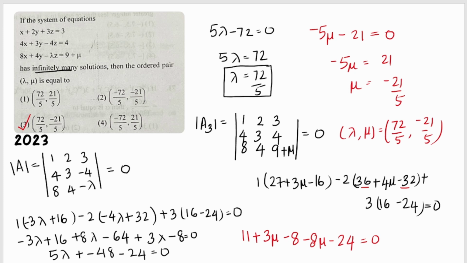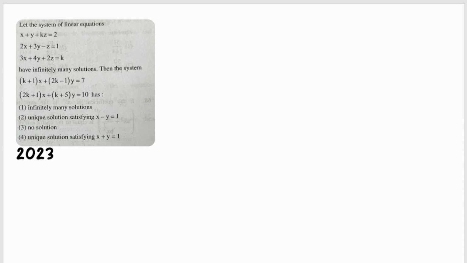Moving on to the next question. They have given a system of linear equations having infinitely many solutions, and they have given another system of equations and they're asking whether that system has infinitely many solutions, a unique solution, or no solution. We'll find out. Infinitely many solutions means the determinant should be equal to 0. First we'll find the value of k. For that we'll be equating the determinant to 0.